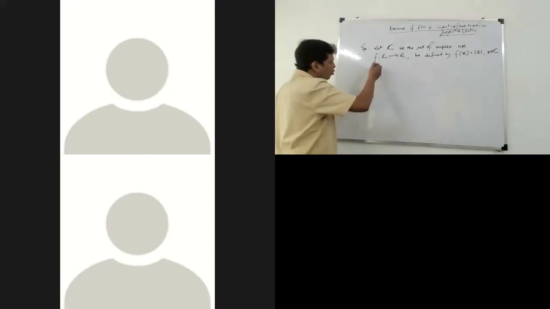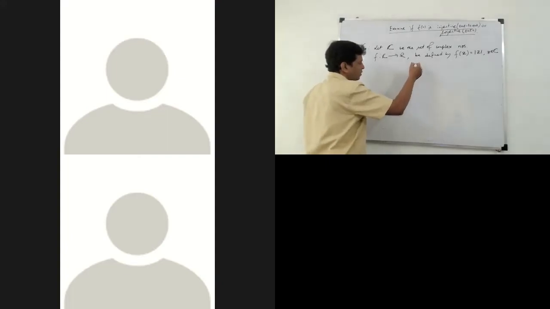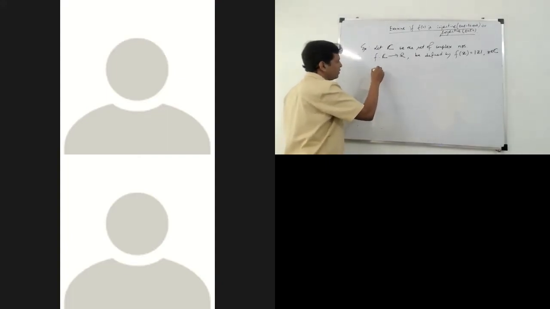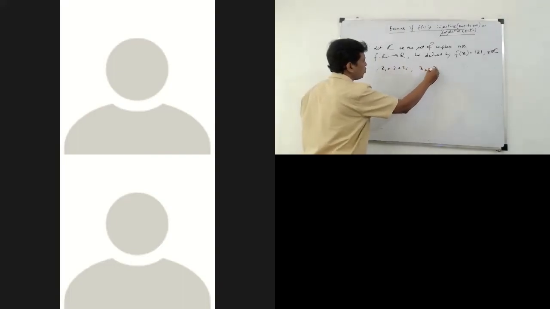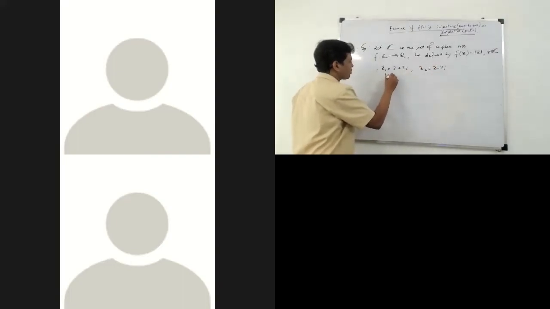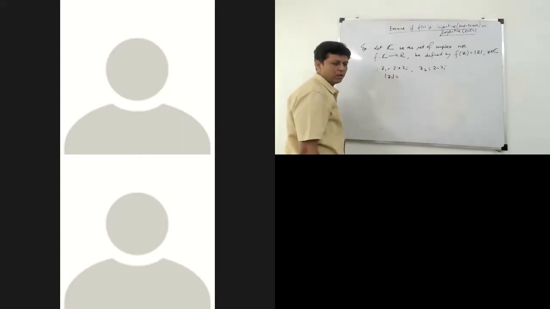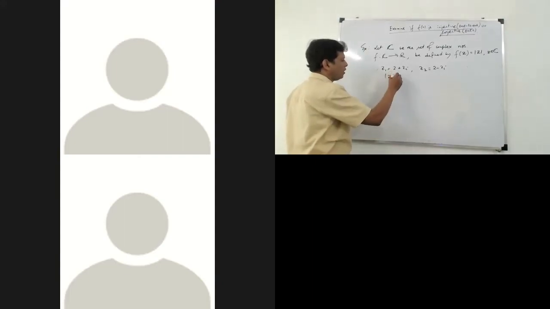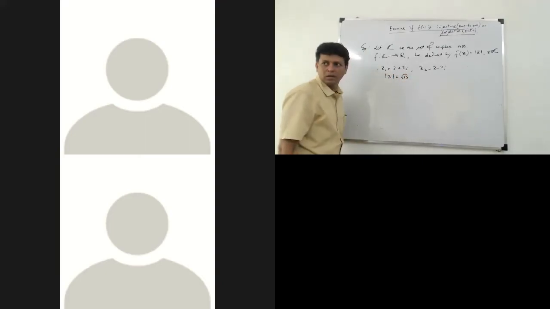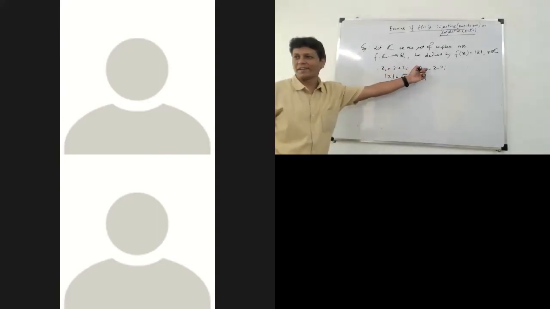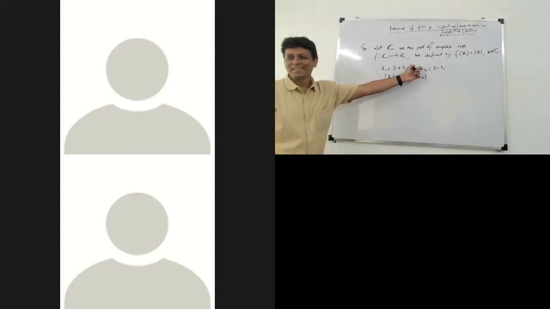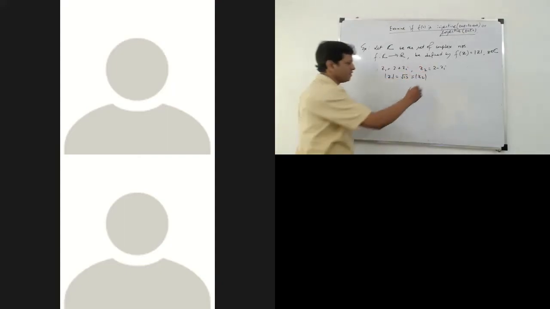You consider any two complex numbers. Since here mod z is the radius of the circle. So if you take z1 as 2 plus 3i and z2 as 2 minus 3i, what is your mod z1? Root 13, right? But you see that the points are different. It is the conjugate points. Right, Ishan?